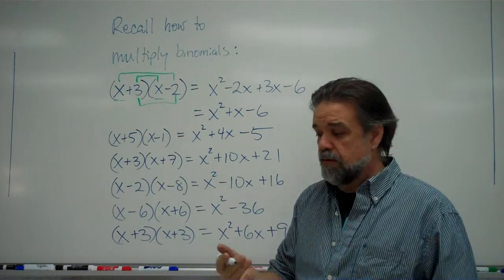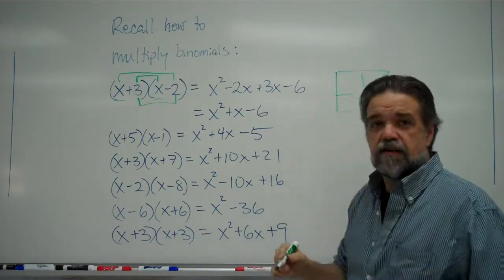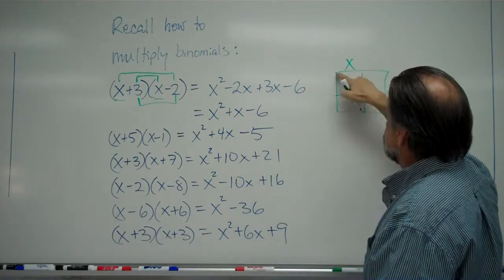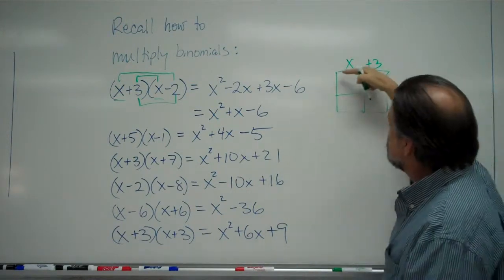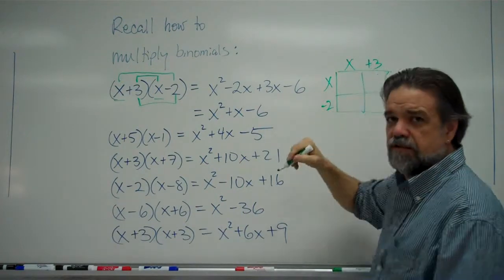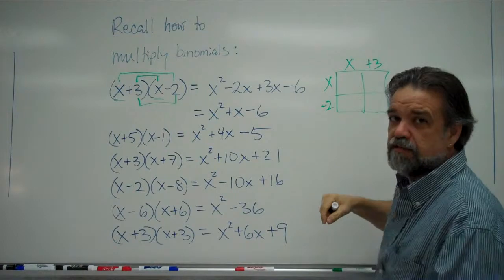Another way to do it that is very popular is you make a little box. It's sort of analogous to area. You say, well, this box is x, this length right here is x, this length right here is 3, this length right here is x, and this length right here somehow is negative 2. Don't try to visualize it too much, but this is just going to symbolize negative 2.